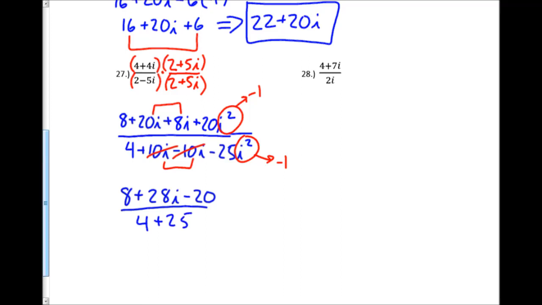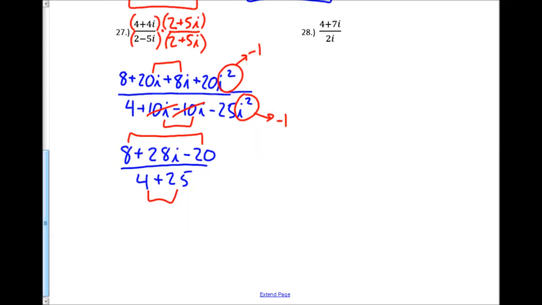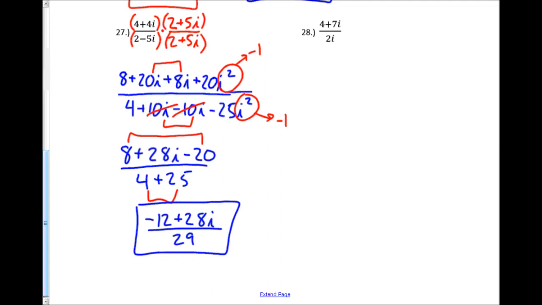And now I finish combining like terms, the 8 and the negative 20, the 4 and the 25, and I find out that I have a, let's see, a negative 12 plus 28i all over a 29. And then I look to see if I can reduce this fraction at all, which I can't, so that's my answer. Okay? And so I've gone from having radical symbols, or essentially imaginary or complex numbers in the denominator, to having real numbers in the denominator.